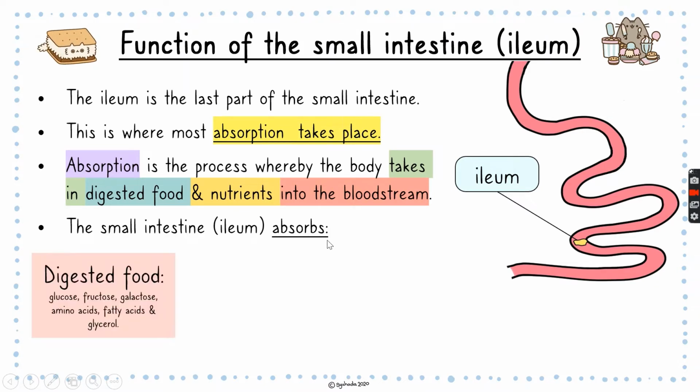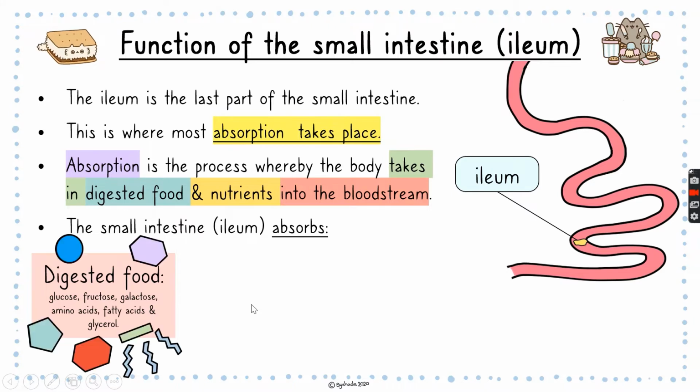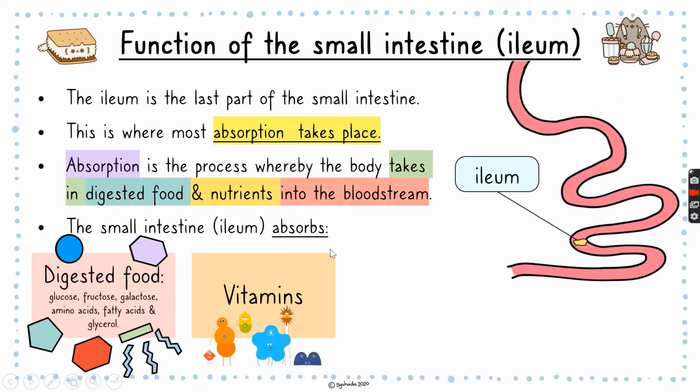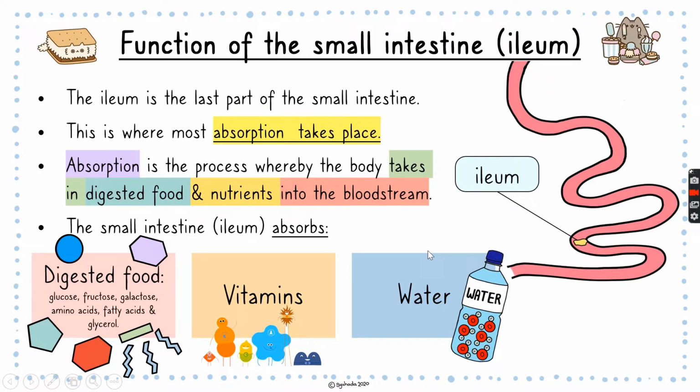The small intestine absorbs the digested food, which is the digested carbohydrates, digested protein, and digested fat. It also absorbs vitamins, which you don't digest because it's very small already. And it also absorbs water, and you don't digest water either because water is very small as well.